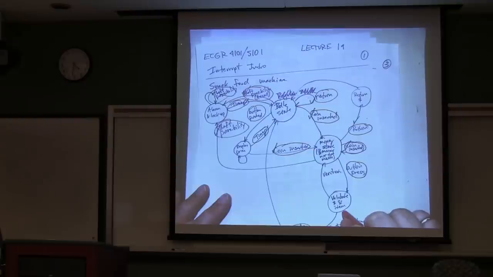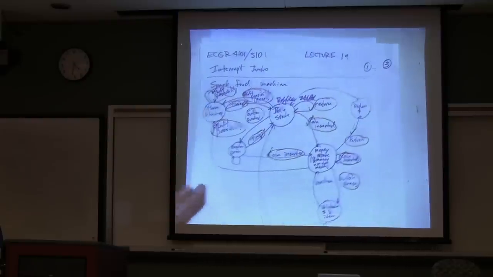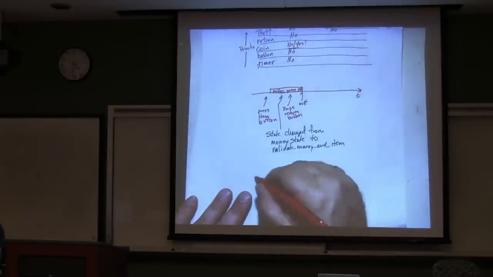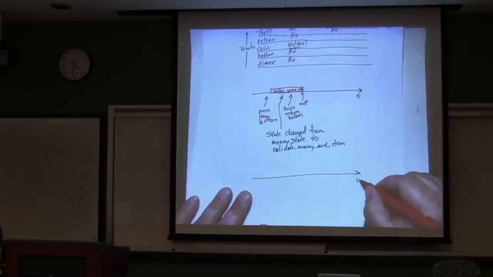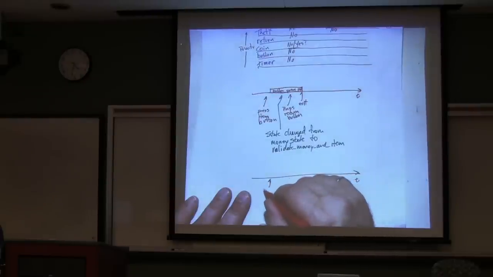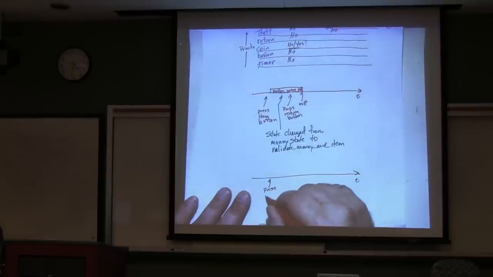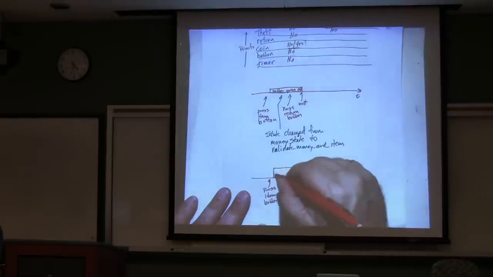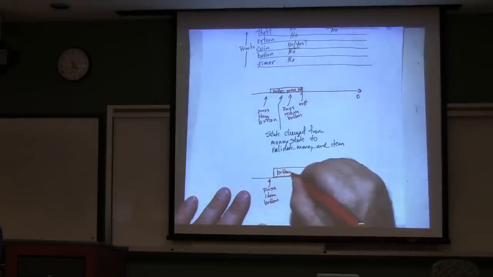So notice how there are situations that can cause it to do some funky stuff. Well, let's look at another situation. Let's say, again, this is time. Press item button. And again, this is the button press.